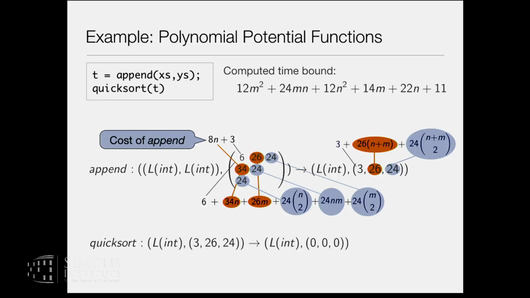This is nothing we put into the system. That's just in these local linear constraints, and the system discovered this in the type inference, which I think is remarkable. And so if you have already this bound for quicksort, then this is the bound you get for your whole program. So this is just to give you a bit of an impression.